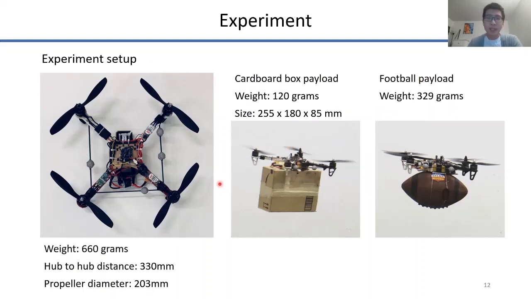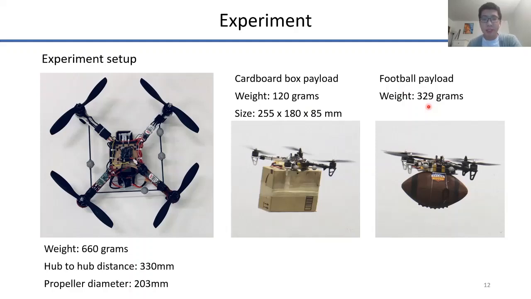Indoor experiments were conducted to validate the effectiveness of the proposed method. A custom-built quadcopter was used during the experiments. The vehicle weighs 660 grams, and the distance between hub to hub is 330 millimeters. Each propeller is 203 millimeters in diameter. We used two different payloads: one is a cardboard box payload weighing 120 grams, and another one is a football payload weighing 329 grams.